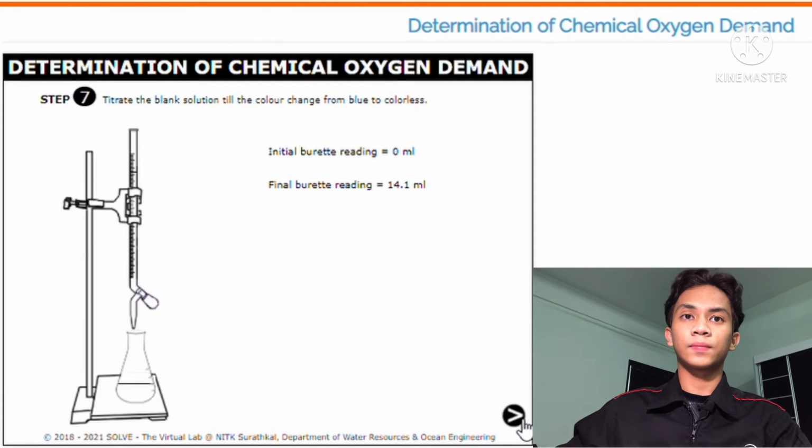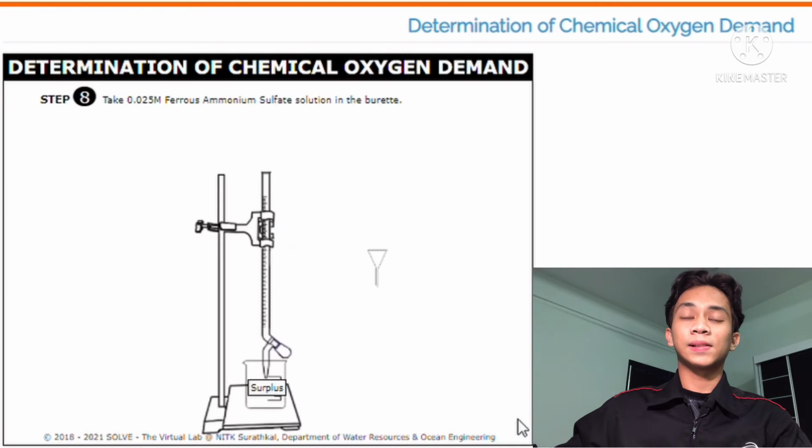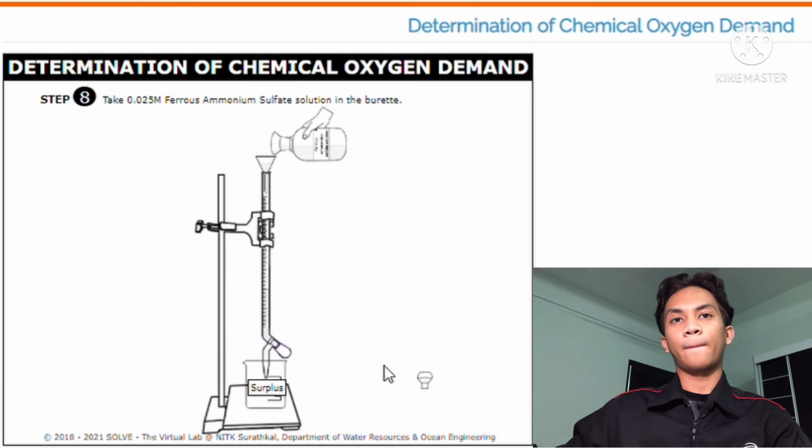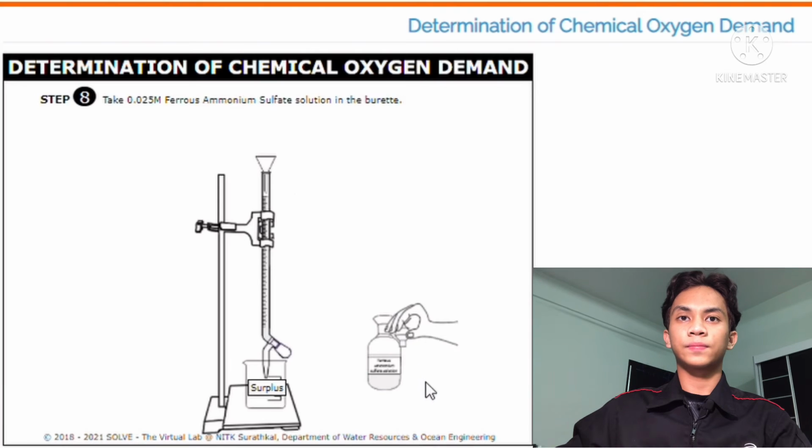Next, titration of water sample. Step 8. Take 0.025 M ferrous ammonium sulfate solution in the burette. Done.